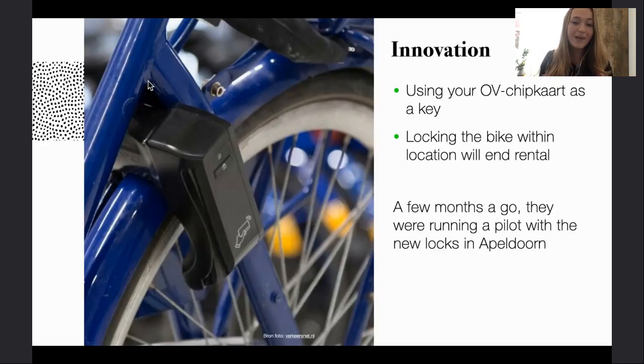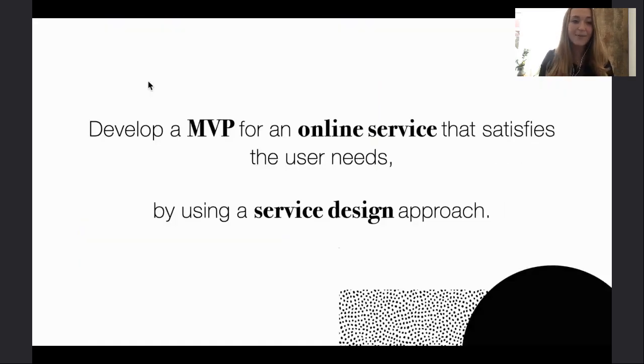But yeah, before the pilot, we already received an assignment which went close together with this. Develop an MVP service for an online service that satisfies the user needs by using a service design approach. But it was quite clear that besides this research that we would do, we had to create an MVP product or prototype as well. And that had to be built in a short time frame because it had to be ready and used with the introduction of this system, so during the pilot.